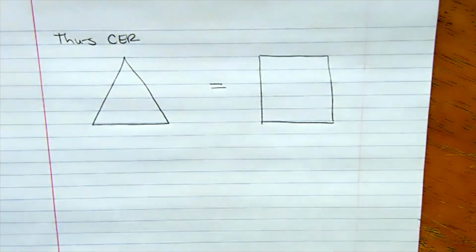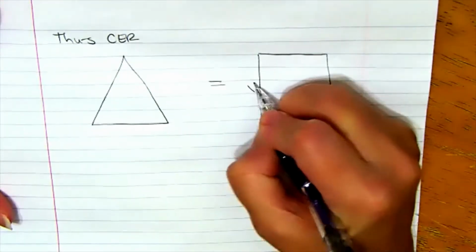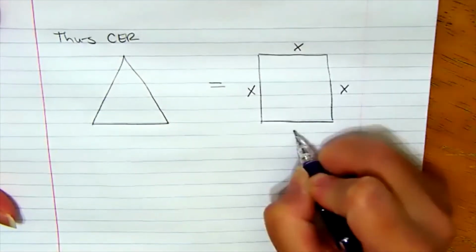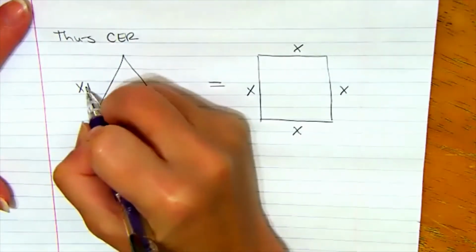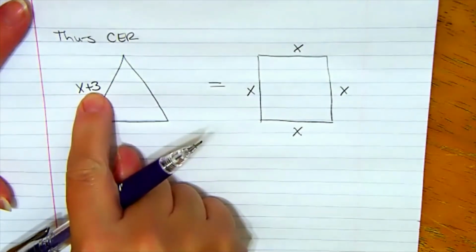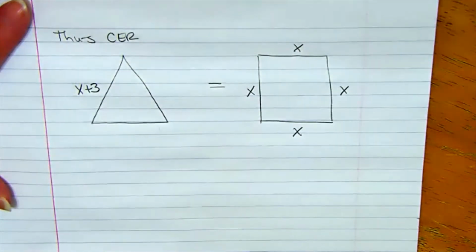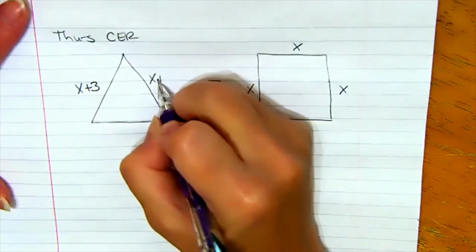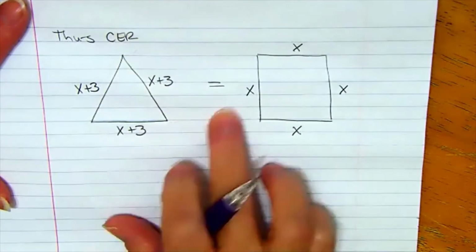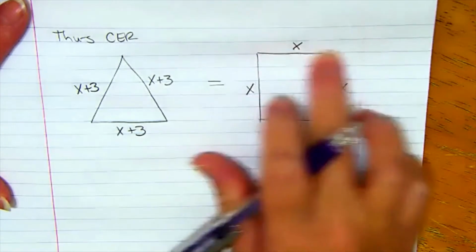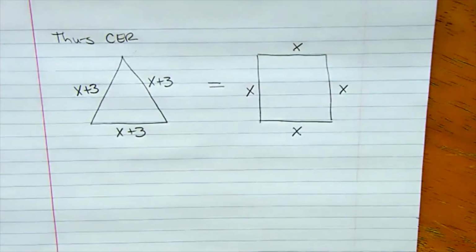Now, in a square, the definition of a square is that all 4 sides are equal, right? 4 90-degree angles and all 4 sides are equal. So this is X. Each side is the same. And for my triangle, each side is 3 inches longer than each side of the square. So the perimeter of my triangle is equal to the perimeter of my square.